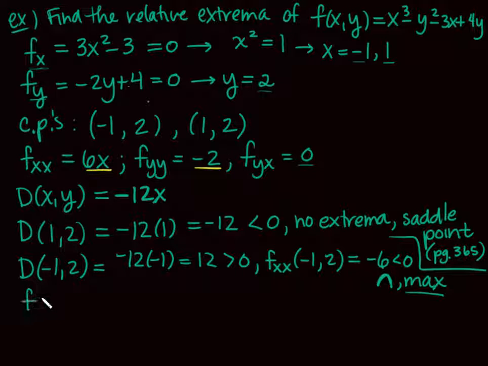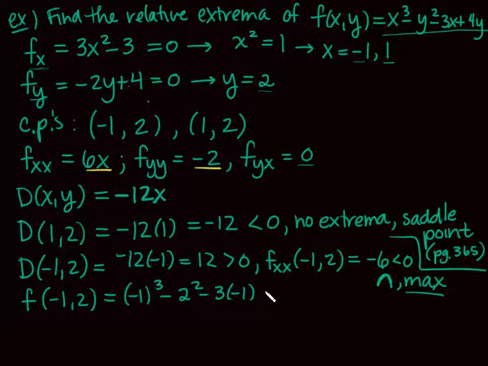I'm going to take f of, well, I know I have a maximum. I know where it occurs. Let's put in -1, 2 into my original function. So I'm going all the way back up here. So I'm going to take a -1 cubed minus 2 squared minus 3 times -1 plus 4 times 2. I can do this, right? I get a -1 minus 4. -5 plus 3 is a -2 plus 8 is 6. Cool. So my final answer here is I have a relative max.